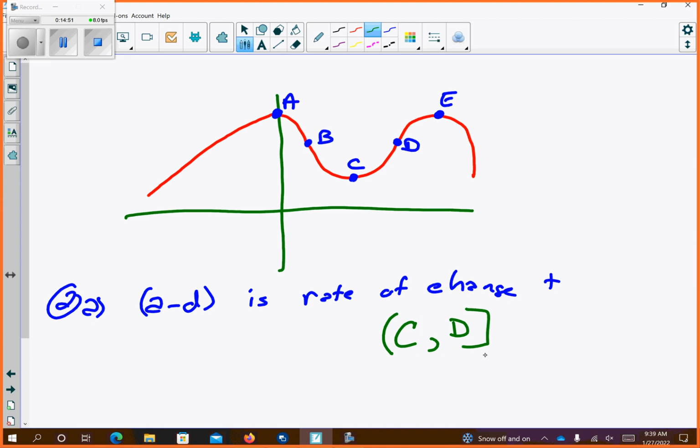All right. So, is that making sense, friends? Okay, so for letter B, it says over the interval from A to D, same interval, where is the rate of change negative?